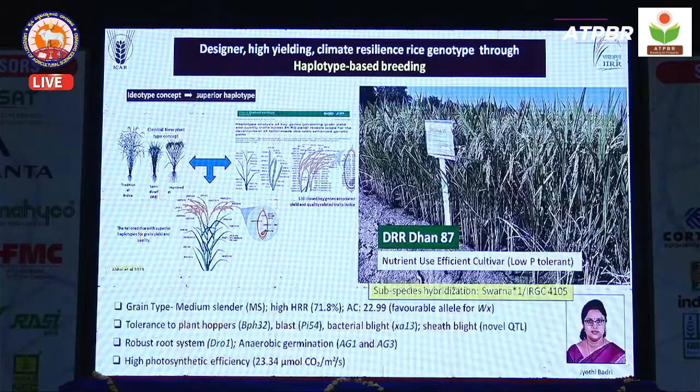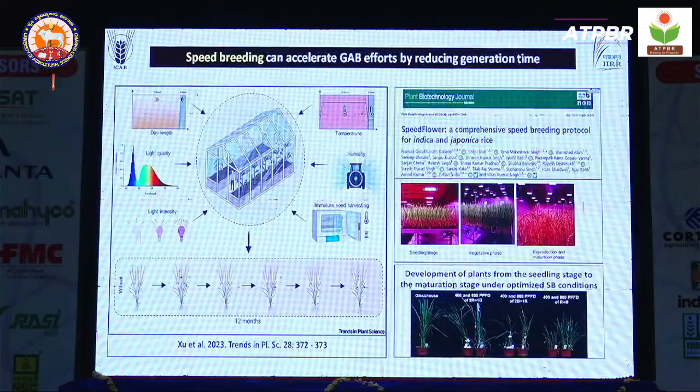Deploying this approach, my colleague Dr. Jyoti has developed a very good variety called DRR-Dhan 87 in the background of a variety called Swarna. And in this particular breeding approach, we followed a recombination breeding approach with a reduced backcross breeding approach. And this variety has got tolerance or resistance against multiple pests and diseases. And of course, speed breeding is something which can really accelerate our efforts in terms of rapidly developing multiple biotic stress resistant varieties as compared to just 1 or 2 seasons in a year. With collaboration with IRRI, we have demonstrated that up to 6 seasons can be taken up. And even in wild rice also, it can accelerate the breeding process.